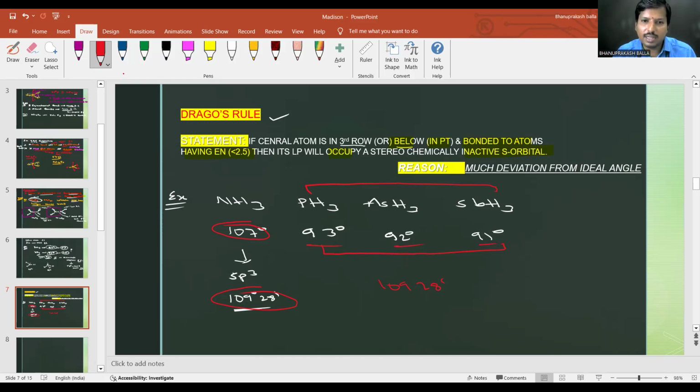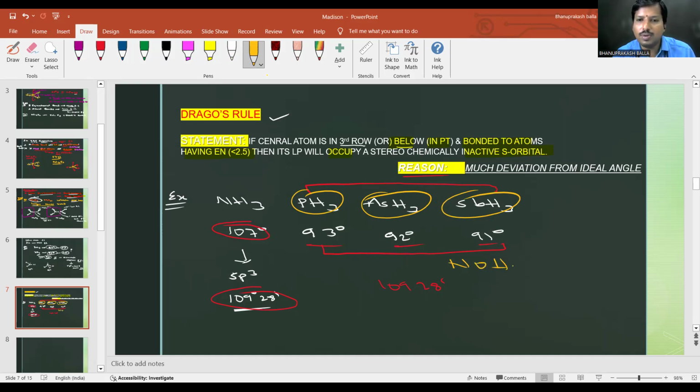So what is the reason behind that? Drago's rule. The much deviation from the ideal angle is the major reason that the PH3, AsH3 and SbH3 molecules do not participate in hybridization. Only pure orbitals, particularly the pure s orbitals of hydrogen, are involved in the bonding. No hybrid orbital is formed.